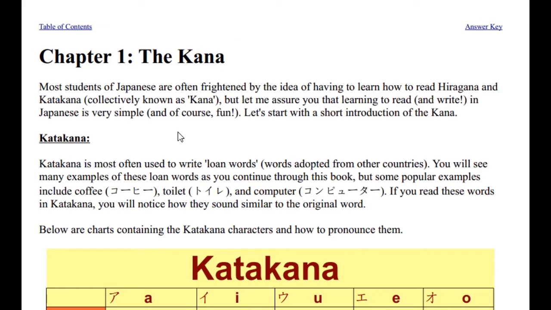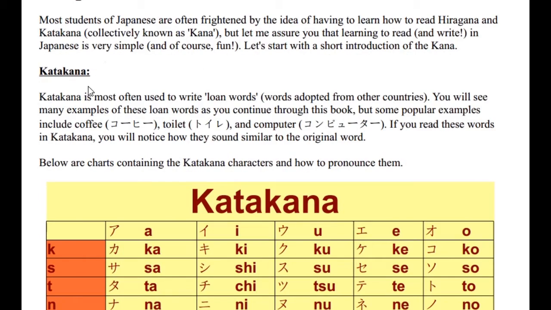Most students of Japanese are often frightened by the idea of having to learn to read Hiragana and Katakana, but I can promise you that learning to read and also write Japanese is very simple. And of course, I think it's very fun. So, we'll start with a short introduction of the kana.